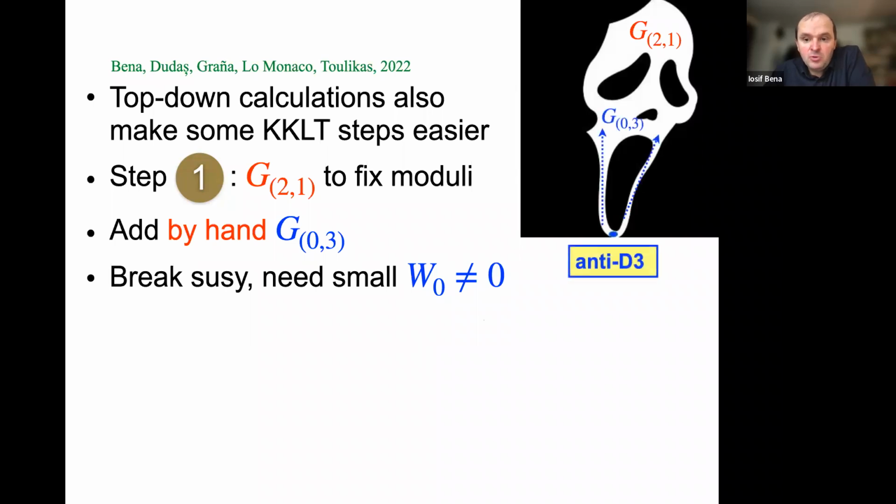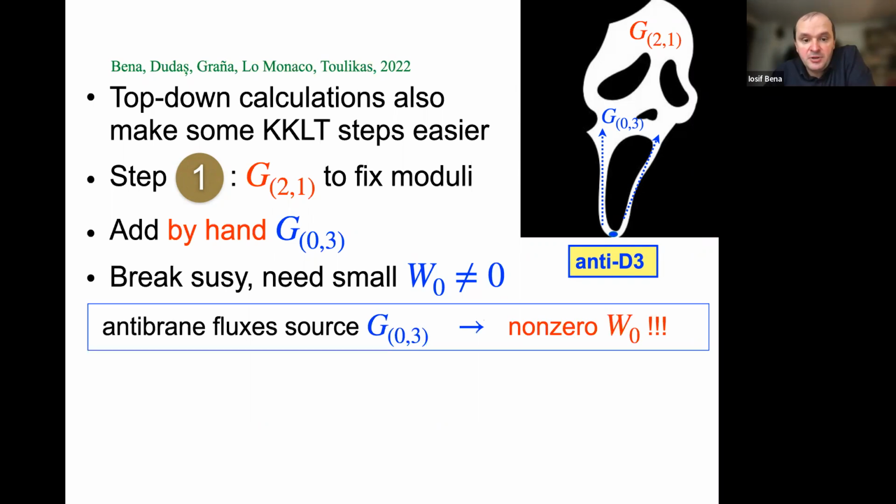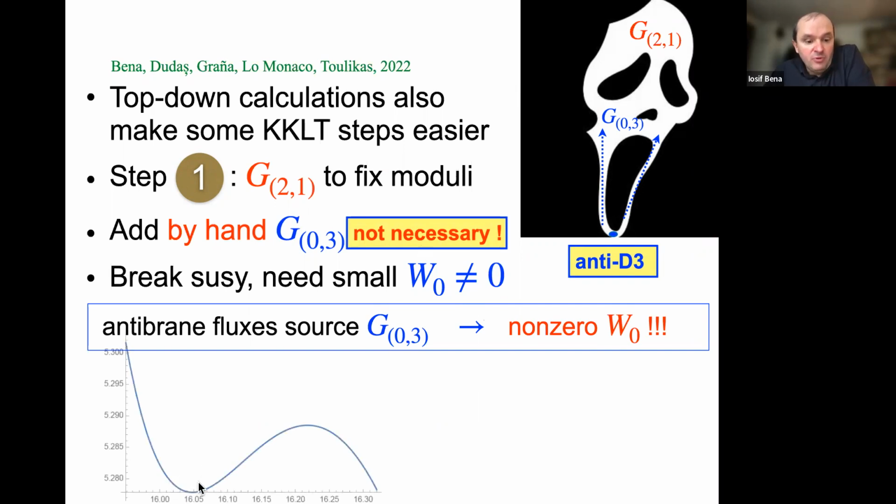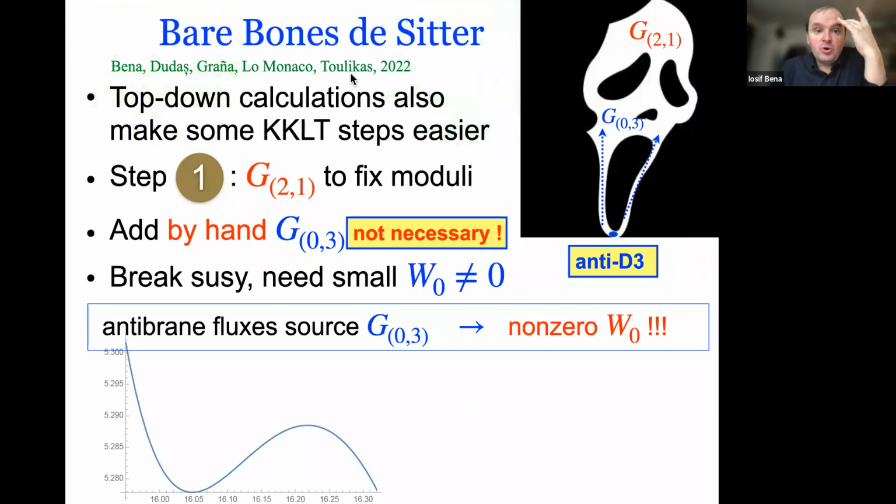But what we found was that if you put the anti-D3 brane, it actually sources some 0,3 flux by itself. And you don't need to put this W0 in by hand, which again KKLT needs to do. The anti-D3 branes are going to give a non-zero W0 to begin with. And then this step of KKLT is not necessary. And you get a nice, beautiful de Sitter, again assuming one anti-D brane is hunky-dory and ignoring this tadpole problem. And we call this bare bones de Sitter.